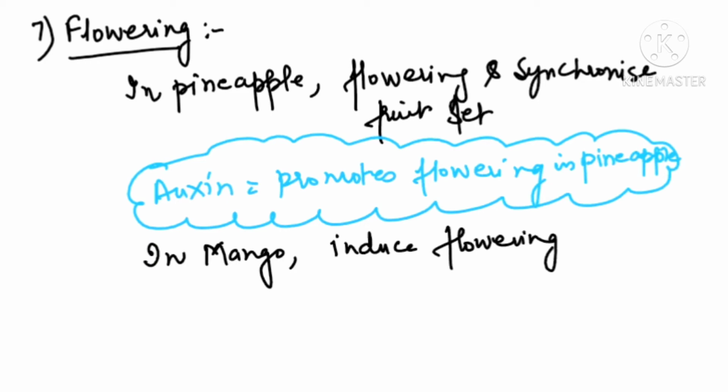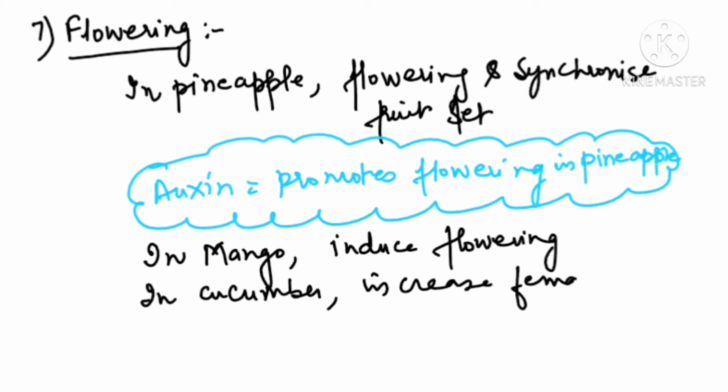Now, it also produces female flowers in cucumber. In cucumber, it increases female flowers. Check the last line of page 250 on ethylene. Female flowers are increased because of ethylene. So in flowering, you have to remember the examples: pineapple, mango and cucumber. With pineapple, auxin is also an example, but if they give you synchronized fruit set, then your option will be ethylene. And if they say only promote flowering, then your answer will be auxin. Is it clear?